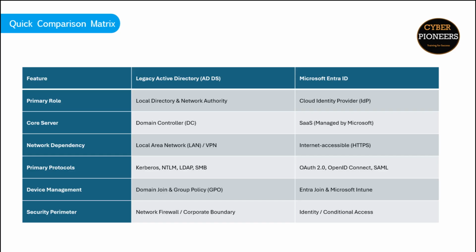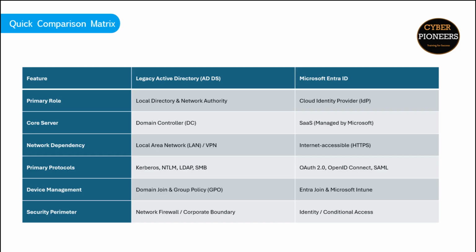Primary protocols. AD relies on legacy internal protocols like Kerberos, NTLM, LDAP, and SMB. Entra ID replaces these with modern web standards: OAuth 2.0 for authorization, OpenID Connect for authentication, and SAML for enterprise single sign-on. Device management. In traditional environments, endpoints are managed via domain join and group policy objects, GPOs. In the cloud model, devices are joined via Entra Join or Entra Hybrid Join and managed modernly through Microsoft Intune for cloud mobile device management. Security perimeter.